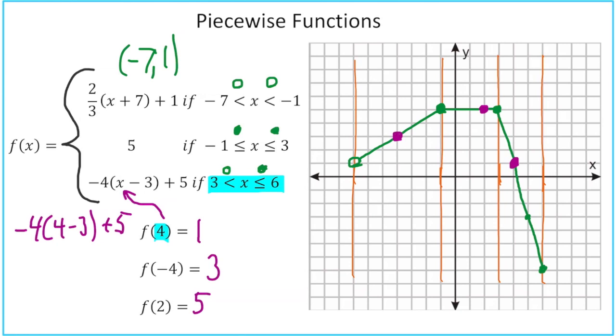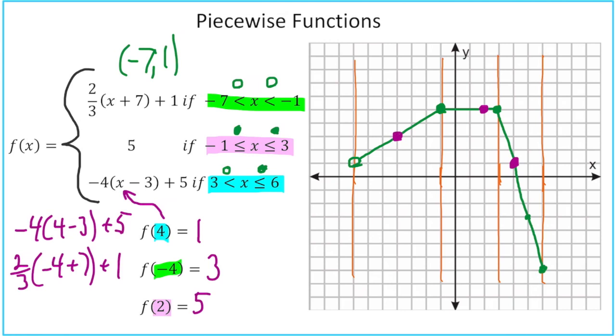All right, next up would be f of negative 4. So negative 4, that one matches up with our first one. So to evaluate that, if we didn't have the graph, we would have had to go 2/3 times negative 4 plus 7 plus 1. And then our final one, f of 2. F of 2 is in between negative 1 and positive 3. So that one we can see the answer is just 5. That one's quick and easy to solve.